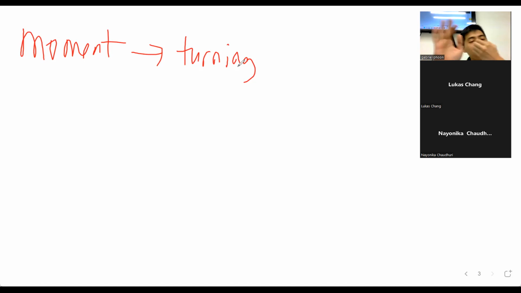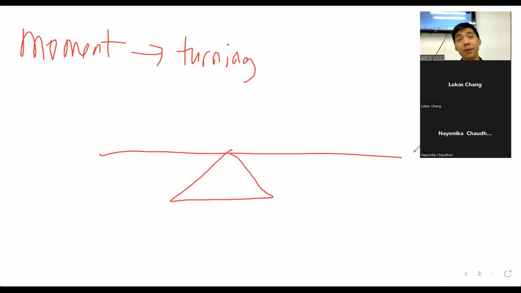Now, a very, very easy example of moments is basically a seesaw. Okay, everyone here has played with a seesaw before, right? Everyone knows what happens if you stand alone on the seesaw, right? What's going to happen is this seesaw will start tilting towards this direction, right? This is what we call a moment.